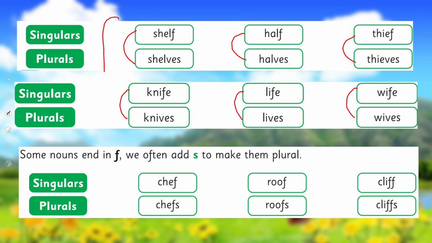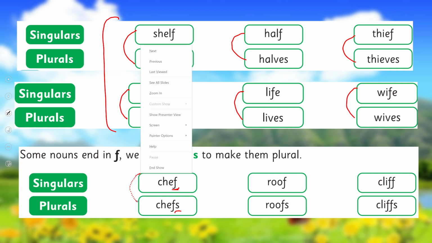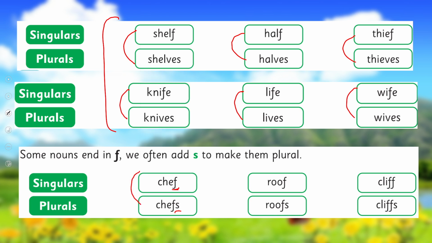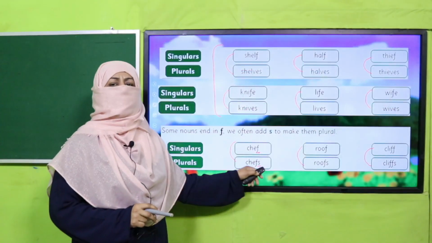So this is the rule we just learned, and there are few exemptions. There are few words, though there is F, but to make its plural, we just add S. Its example is chef, chefs. So it's not chefves, it's chefs. Roof, roofs, cliff, cliffs. All right. So beta, whenever there is an exemption for rule, we have to learn it.